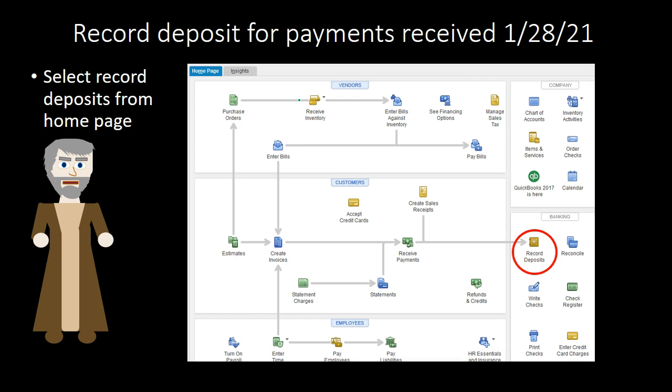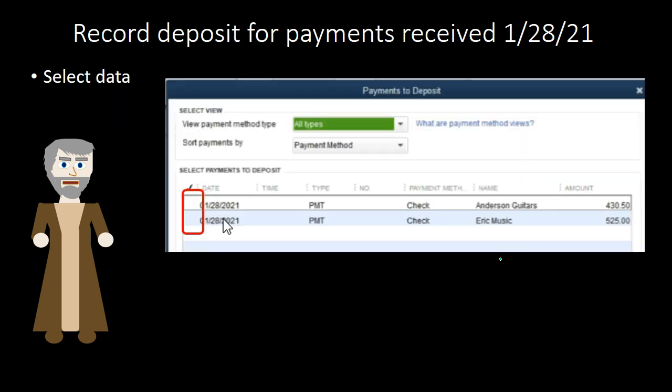And then we're going to take those deposits and go and record them into the bank. And that would coincide with us actually going to the bank and depositing the checks. So when we do that, we're going to make this deposit, and QuickBooks will say, hey, you got two checks that we think are outstanding right now. Are those the ones you want to deposit, or which ones would you like to deposit?